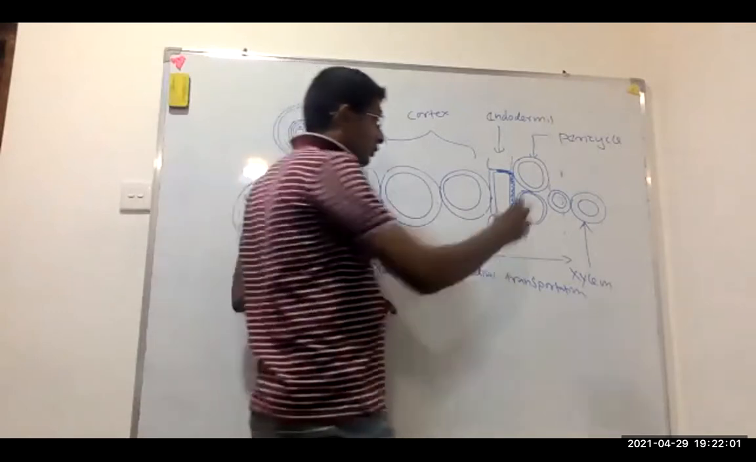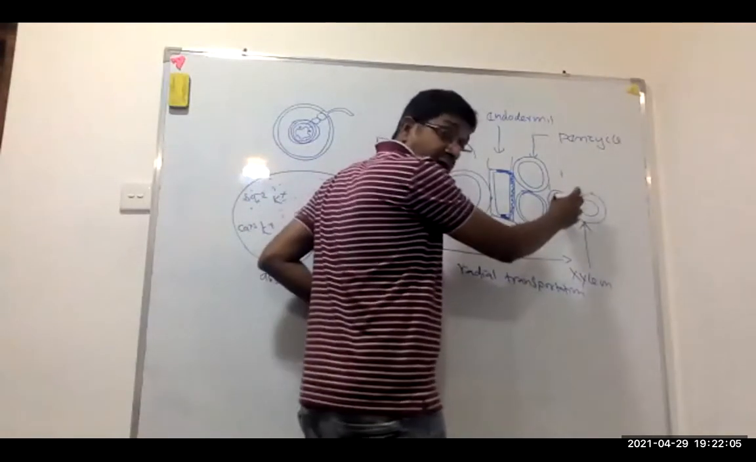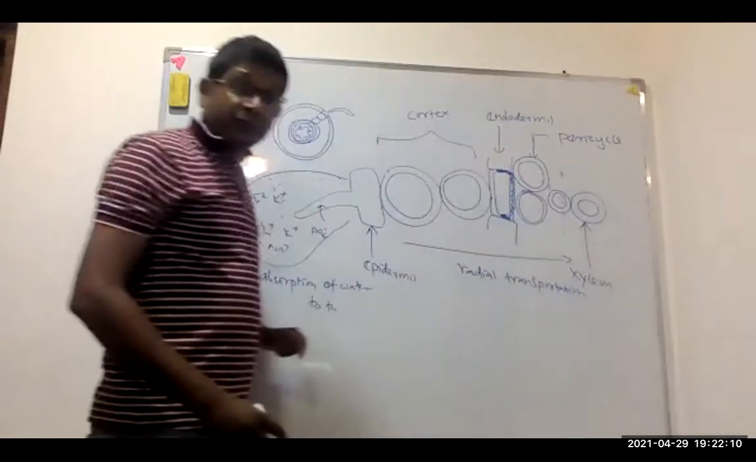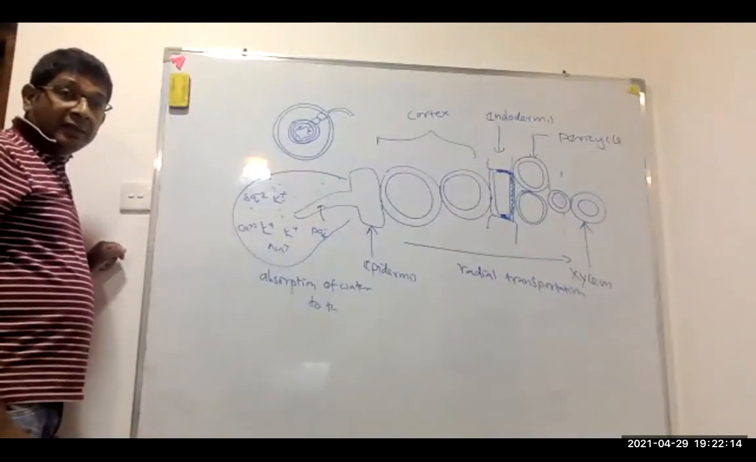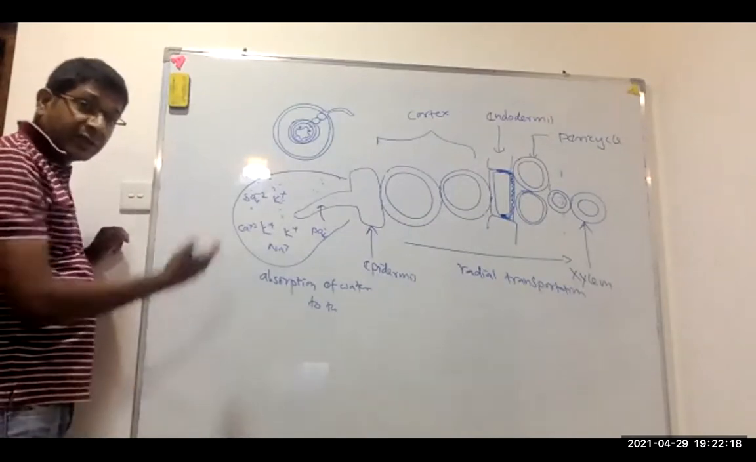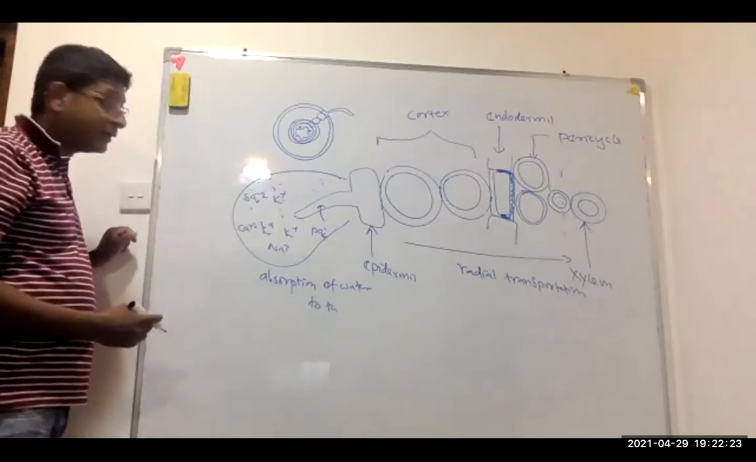Then after gathering water into the xylem, the water in the xylem of the root should be taken to the leaves through the stem, right? Therefore, the vertical movement should occur, right? That is known as ascent of sap.